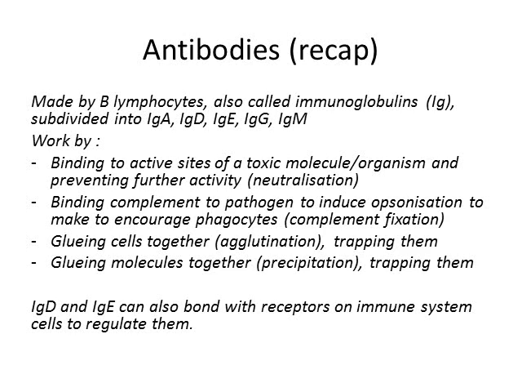This is a previous slide in the lecture. I just thought it would be good to put it here as a recap. It's basically saying that we have five types of immunoglobulins, and in terms of general principles, they work by either binding to an active site and therefore neutralizing the pathogen, which is neutralization. They can help by binding complement, in other words, through the process of complement fixation. They can glue cells together through agglutination, and they can glue molecules together through precipitation. And then IgD and IgE can also have a regulatory function on certain immune system cells.